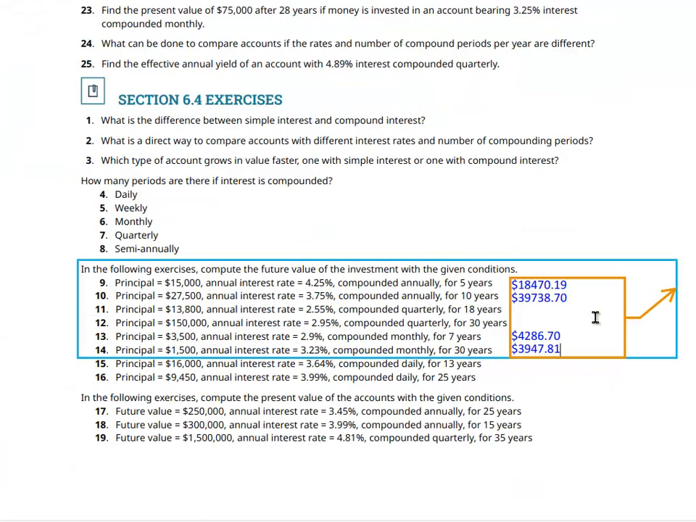So here are a few examples for compound interest. Following exercise, compute the future value of the investment with the given conditions. So, for example, $15,000, 4.25% compounded annually for 5 years. Off the top of my head, if this was simple interest, then approximately 4% times 5 years would be 20%. 20% of $15,000 is around $3,000, which I add to the principal, and I come up with $18,000.